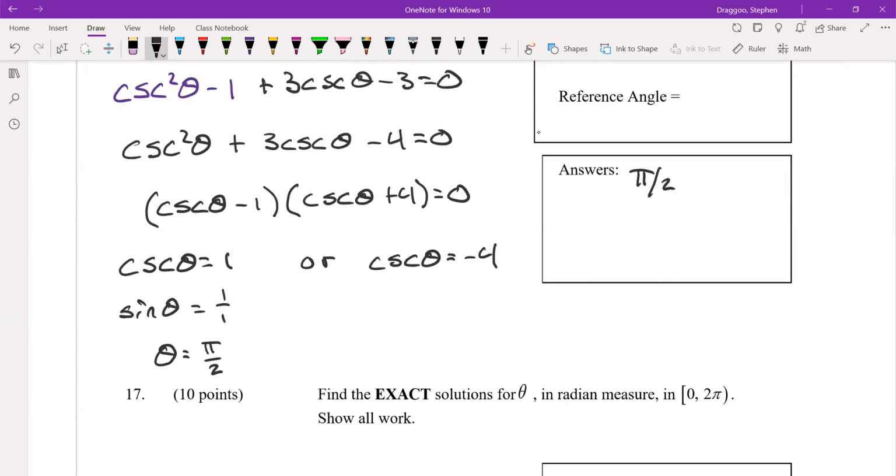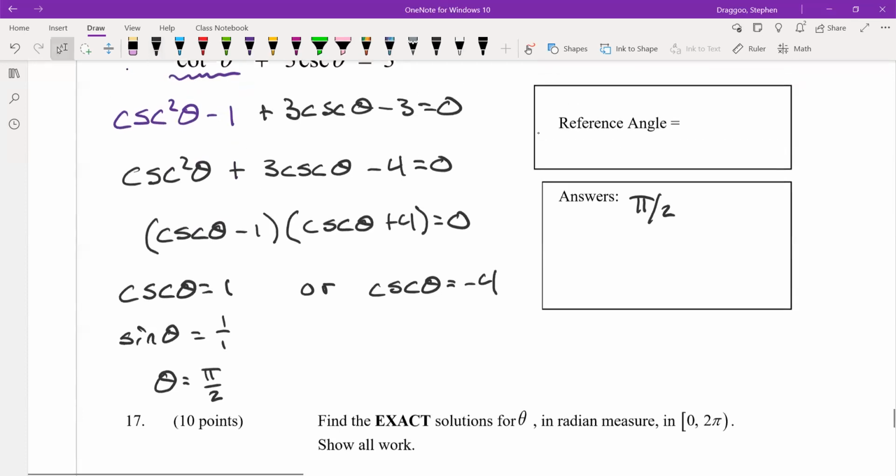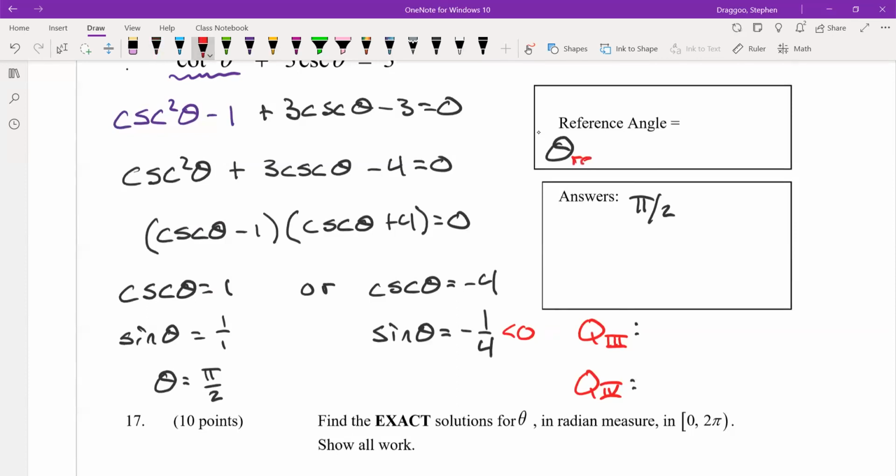On the other side, cosecant of theta is equal to negative 4, which means that sine of theta is equal to negative 1 over 4. And I'll need a reference angle for that. It's negative, so I want answers in quadrants 3 and 4, since those are the two where sine is negative. So that reference angle, theta ref, is the inverse sine of positive 1/4, which when I plugged that into a calculator, I got 0.2527.